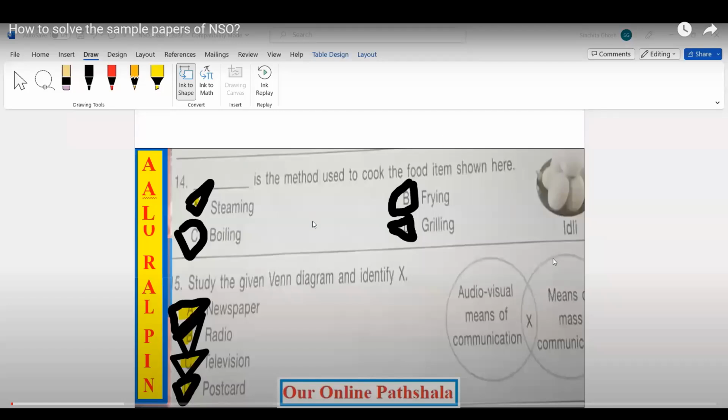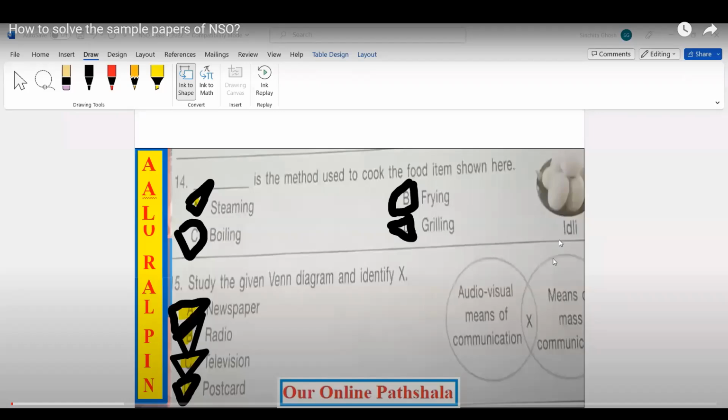Okay, can you tell me number 14? Can you read the question? Yes, ma'am. Dash is the method used to cook the food items shown here. So, which is the method among steaming, boiling, frying, and grilling? Which is the method used for making idli, beta?